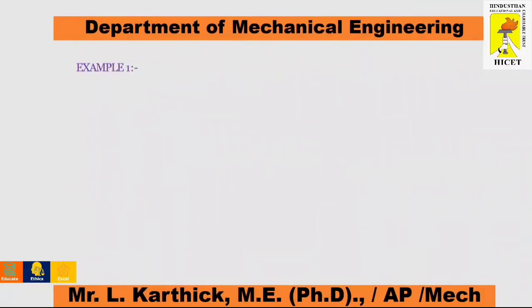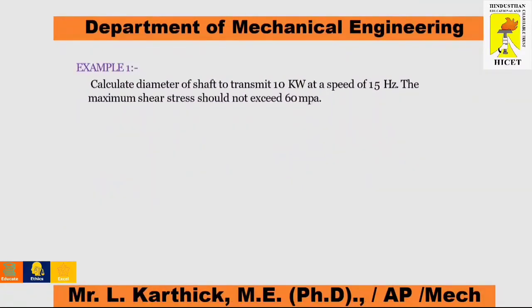Let me move on to the basic problem regarding torsion. We need to calculate the diameter of the shaft to transmit 10 kilowatt at a speed of 15 hertz. The maximum shear stress should not exceed 60 megapascal. They have given the power as 10 kilowatt at a speed of 15 hertz, and the maximum shear stress is also given. We need to calculate the diameter of the shaft.